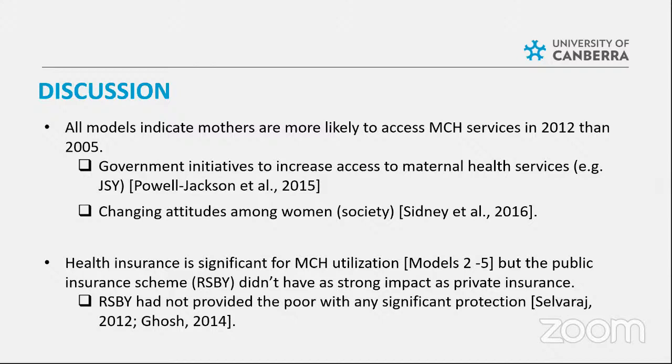Studies have found families are still incurring significant out-of-pocket expenses, even for inpatient hospital care, which RSBY was meant to cover. And there is also evidence that the financial burden on disadvantaged groups, such as the scheduled castes and scheduled tribes, had increased in spite of the public insurance being available. So these reasons may explain why RSBY has not had any significant impact in increasing MCH service access.